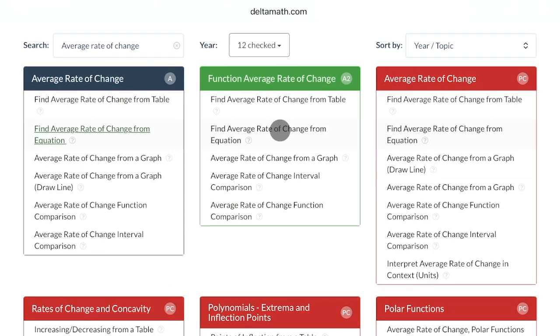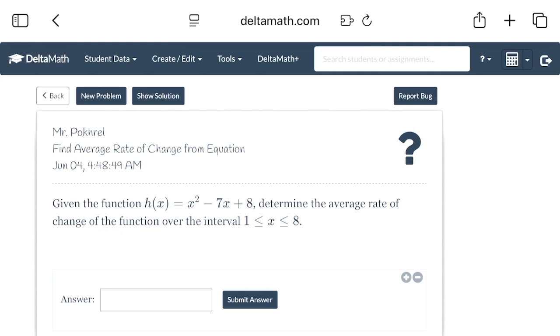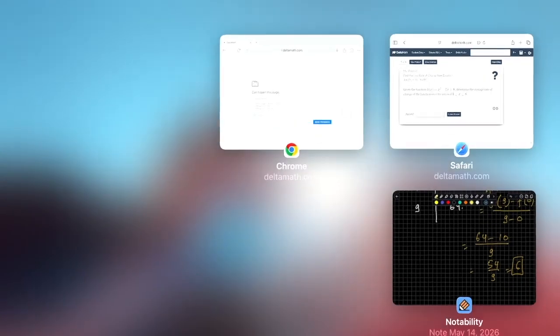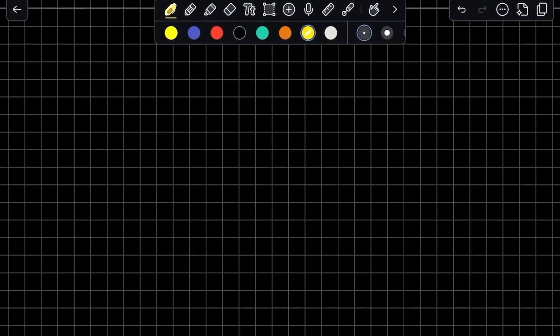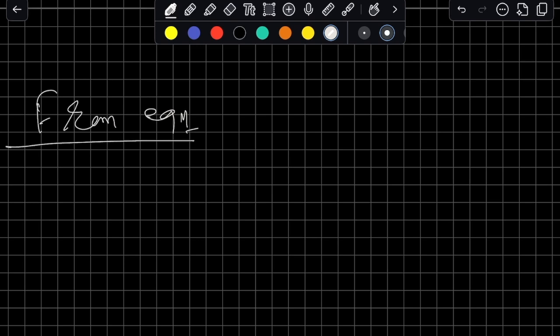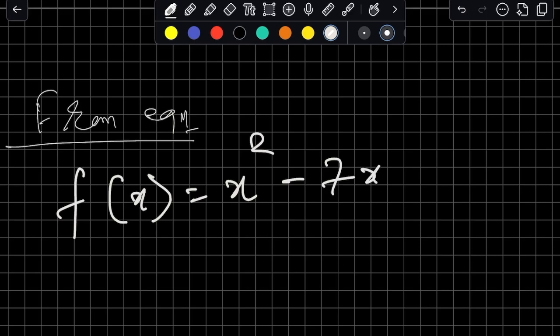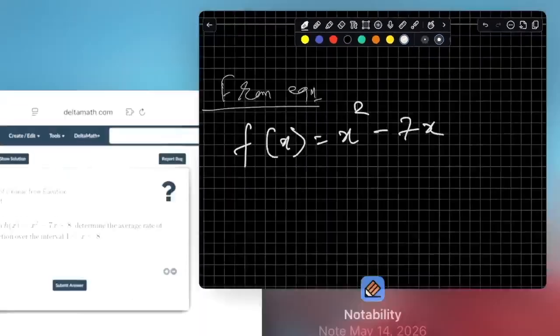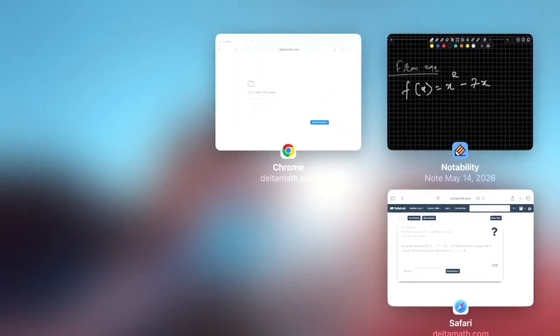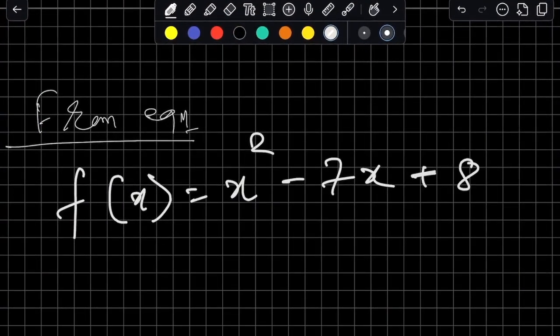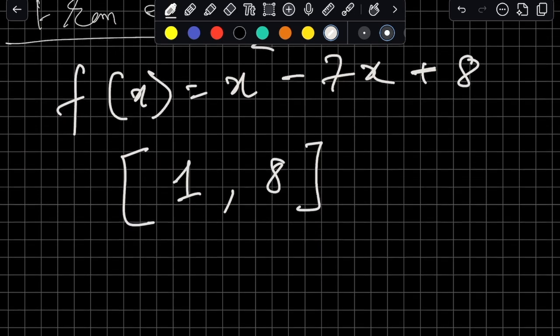Now let's also look at it from the equation. Given the function x square minus 7x plus 8, from the equation. So f(x) is x square minus 7x plus 8, and we are supposed to find the average rate of change in the interval of 1 to 8. This is the question. So how do we do it?